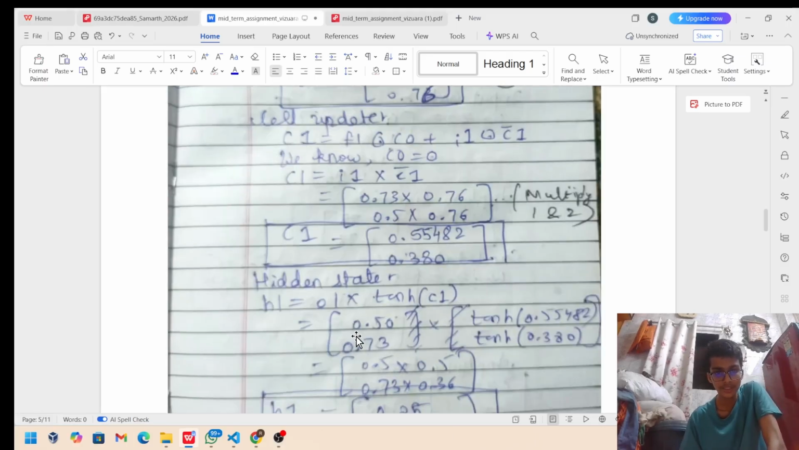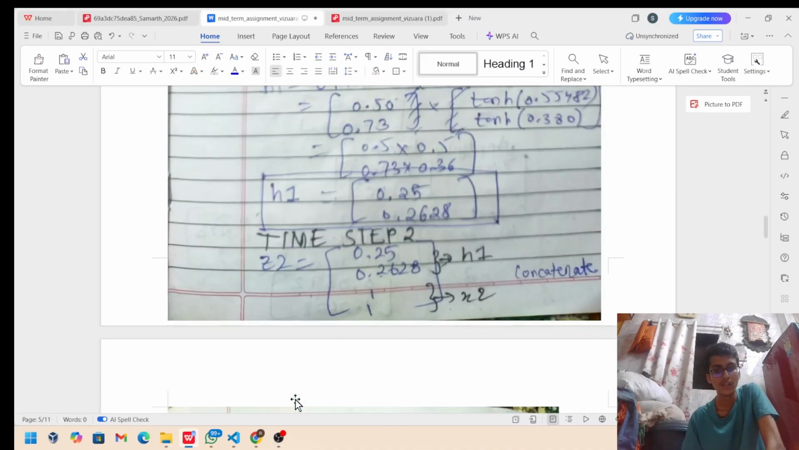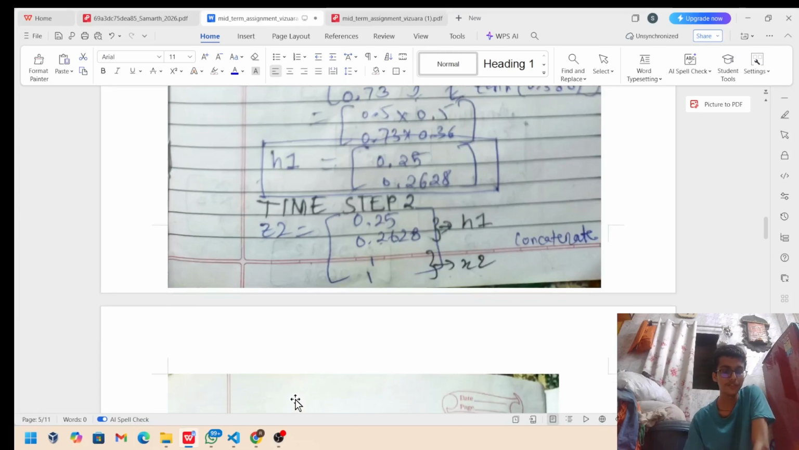So here there is a mistake. This shouldn't be a multiplication. Then this again is an element wise multiplication operator. This will be element wise multiplication operator, which will compute the h1, which is the hidden state. So this completes the time step 1. Now a similar procedure will be followed.